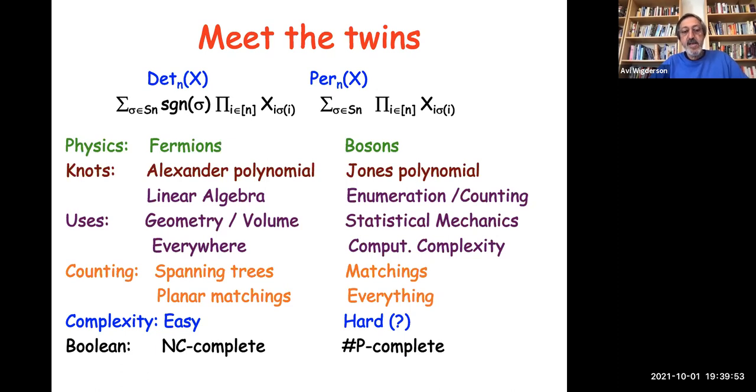Part of the importance of this polynomial is that they are complete objects, both in Boolean classes and in arithmetic classes. In Boolean classes, the determinant is complete for NC, for fast parallel computation, and the permanent is complete for the general counting problems. I'll elaborate. And in the arithmetic setting, they capture the Valiant classes, VP and VNP, which we'll define.